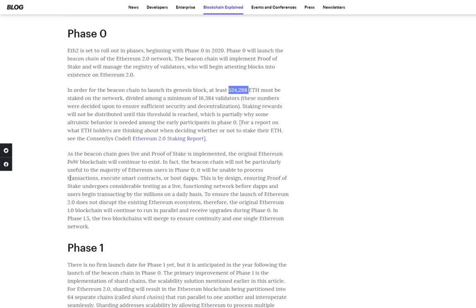It does say as the beacon chain goes live and proof of stake is implemented, the original Ethereum PoW blockchain will continue to exist. In fact, the beacon chain will not be particularly useful to a majority of Ethereum users in phase 0. It will be unable to process transactions, execute smart contracts, or host dApps. So you still will use the original Ethereum blockchain to carry out all your daily transactions. Phase 0 is there just for staking, and it will allow people to start staking and receiving rewards, which is what we're really after.